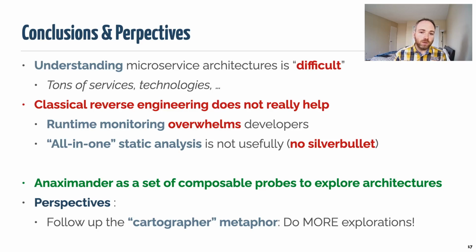To conclude this talk, the main point was that understanding a microservice architecture is really difficult and it triggers really interesting challenges where classical reverse engineering methods don't really help to answer precise questions. So we propose Anaximander as a set of composable probes and a composition engine to address this. As Anaximander is named after explorers and cartographers, we really want to leverage this metaphor and continue exploring how microservice architectures are defined.